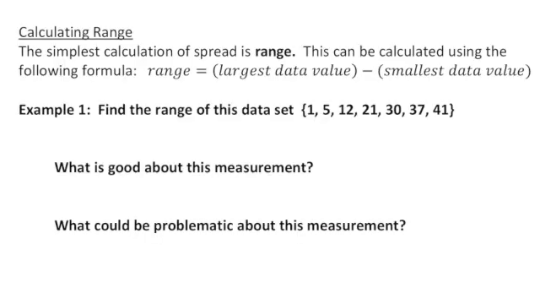The simplest way to tell how spread out a data set is the range. We can calculate this by taking the largest data value minus the smallest data value for the given data set. For our first example, we see that the greatest value is 41 and the smallest value is 1, giving us a range of 40. This calculation is very convenient because it's quick and easy to calculate.